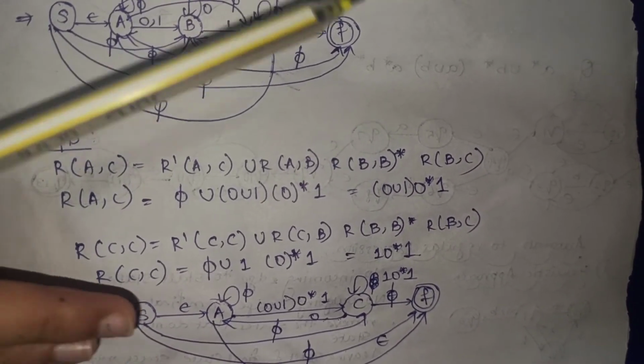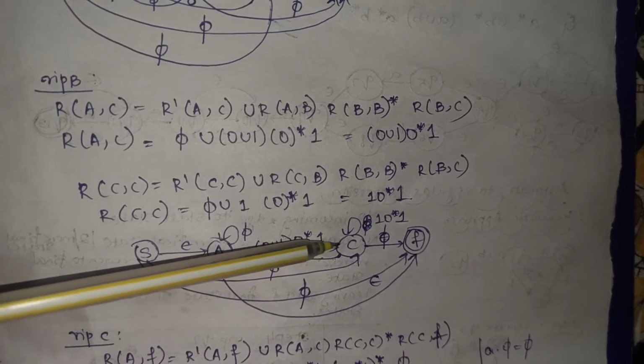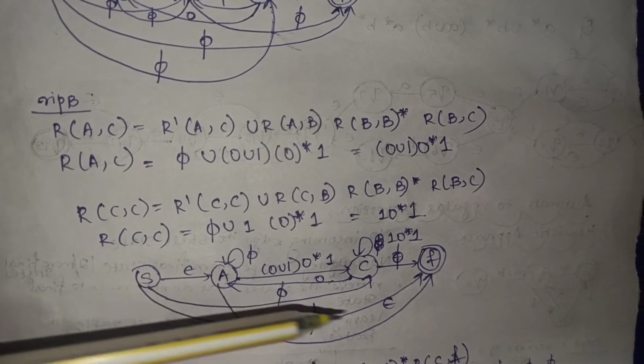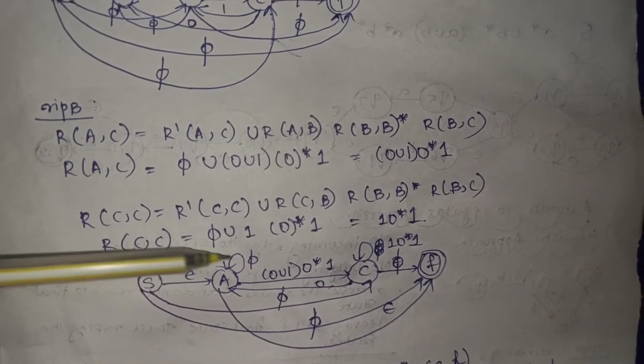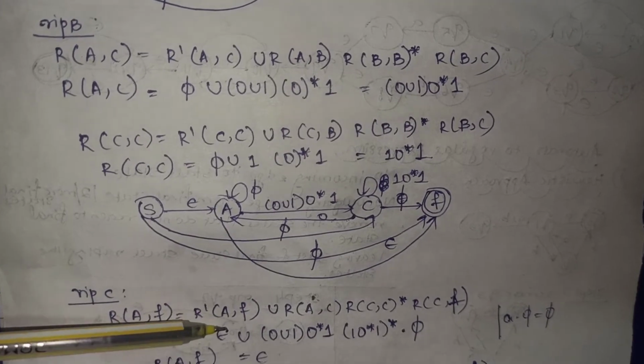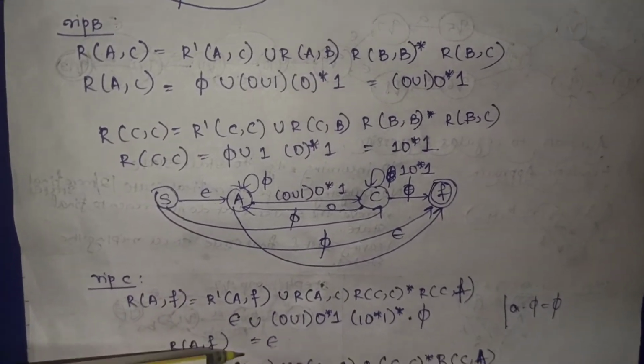Then again you start ripping the next state. Suppose we are ripping C. For ripping C, you see what are the paths that go across it. One is A to F, the other is A to A. For A to F, again you will apply the same formula and you'll get the answer as epsilon.